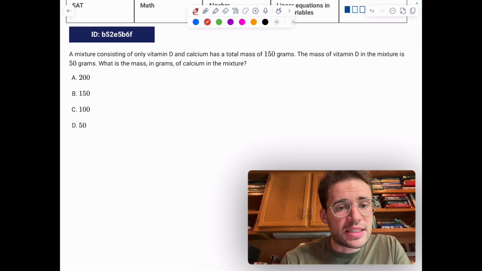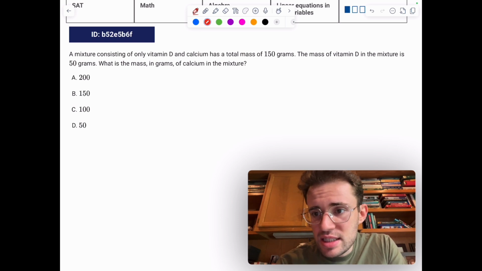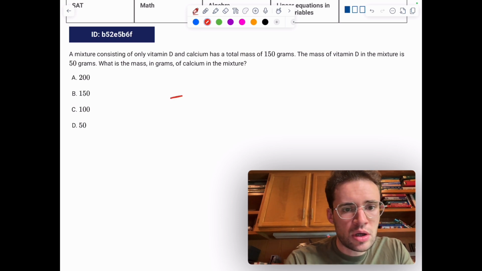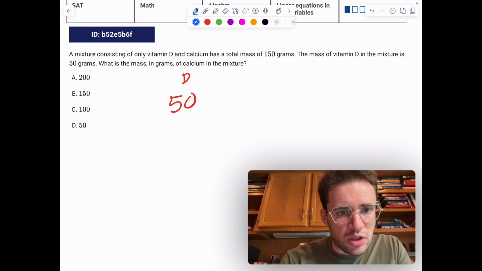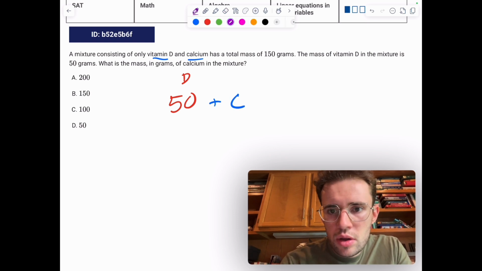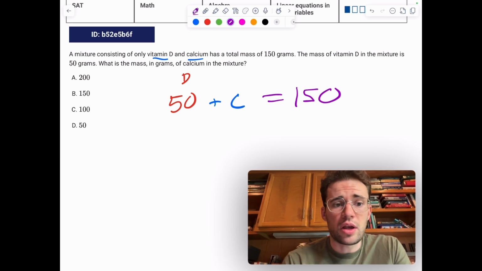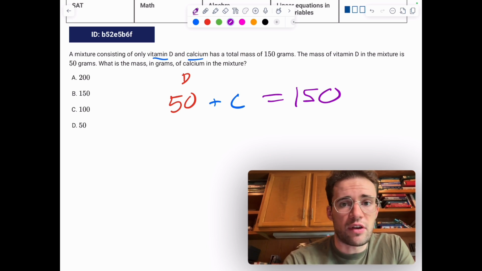A mixture consisting of only vitamin D and calcium has a total mass of 150 grams. The mass of vitamin D in the mixture is 50 grams. So this is 50 for the vitamin D. What is the mass in grams of calcium? So everything in it is either vitamin D or calcium. So we don't know what the calcium is, but we know that the total is 150. Right? So this one is just asking, what do you have to add to 50 to get to 150?